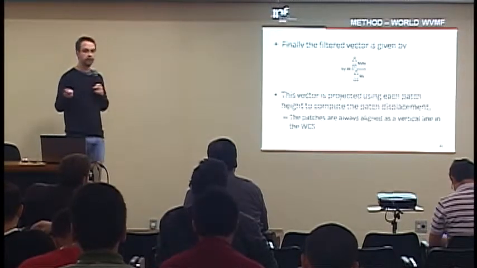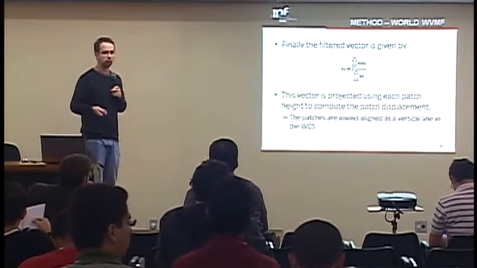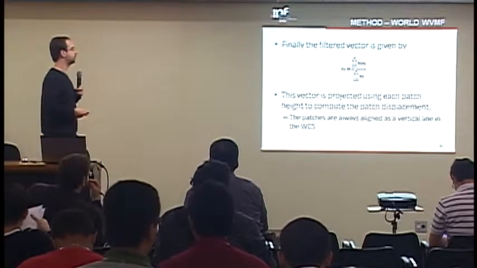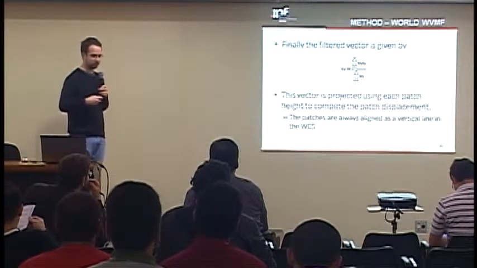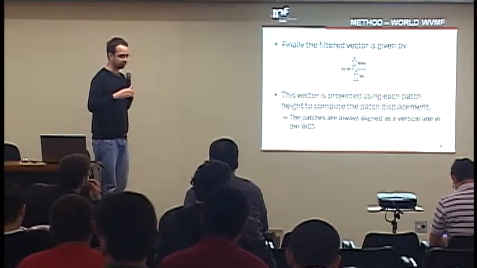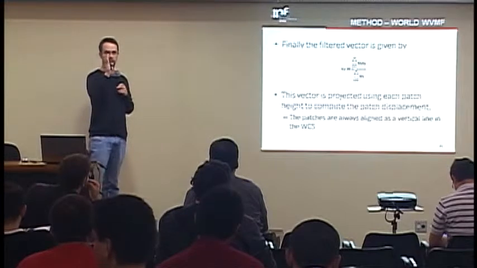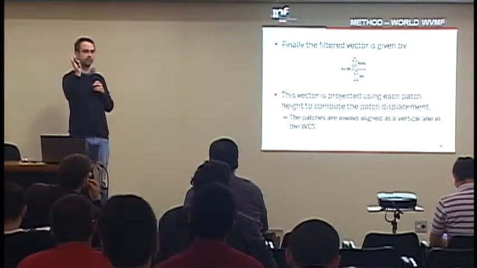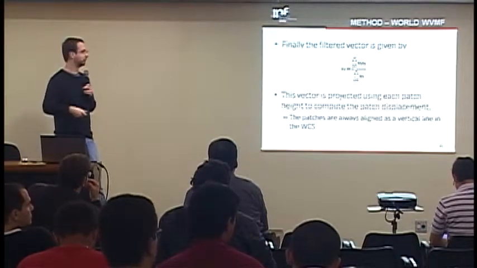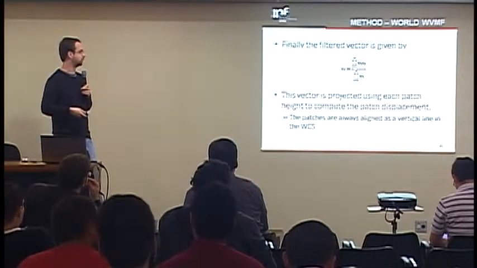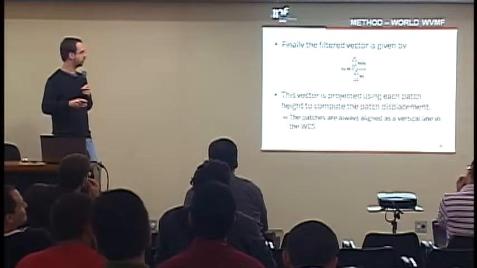But we need to move the patches on the image. To do that, we project this filter vector at each height. The idea here is quite simple: we are going to maintain the alignment throughout the sequence, this alignment vertical in the world, but not a vertical line in the image. We are going to see that in the experiments.